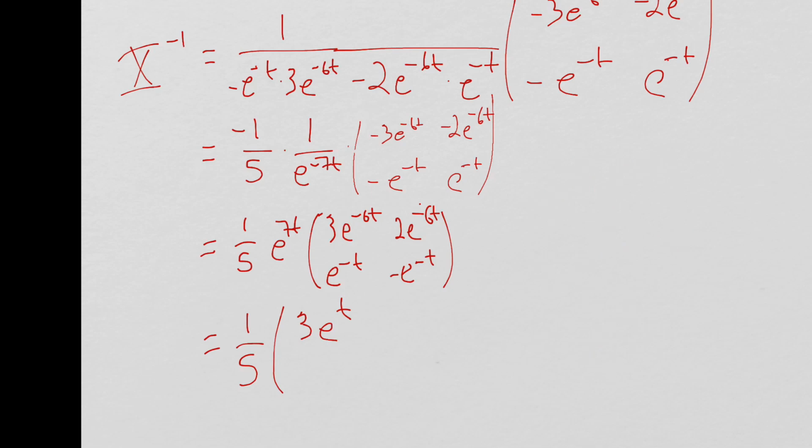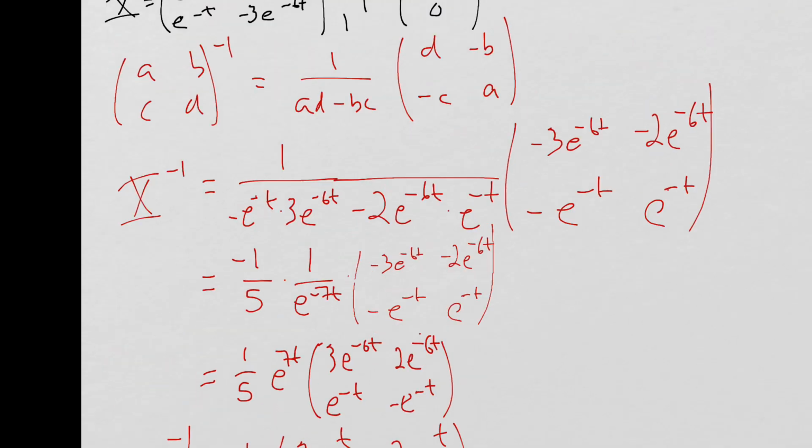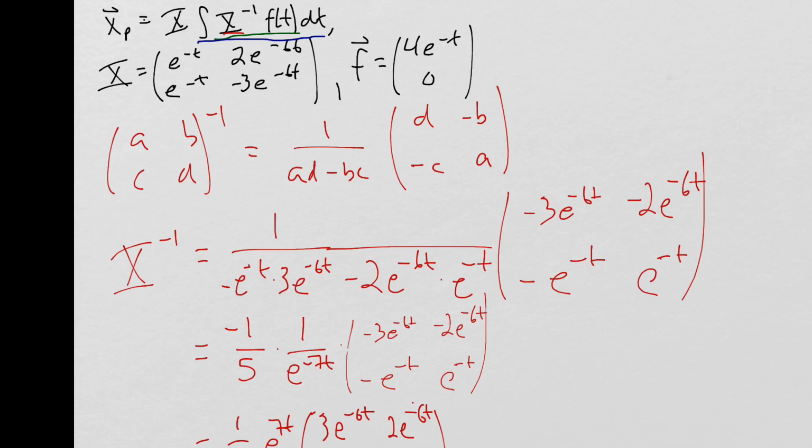Okay, so I also get a positive 2e to the positive t, and this one gives me an e to the 6t, and then this one gives me a negative e to the 6t. Okay, so I think that this is my x inverse. Now what I need to do is do that part in there, which is x inverse times f of t. So I'm going to slide over and write that in another open space.